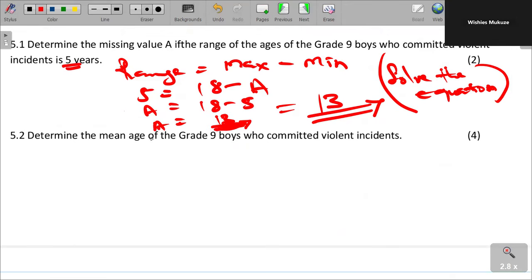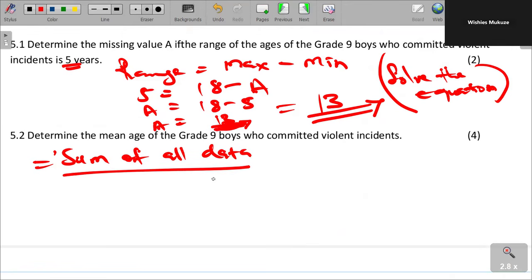And then determine the mean of the age of grade 9 boys who committed violence. Mean is actually the sum of all data over the number of data values. Sum of all data values over number of data values.